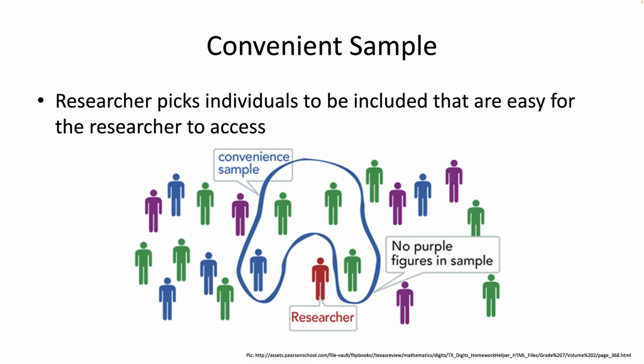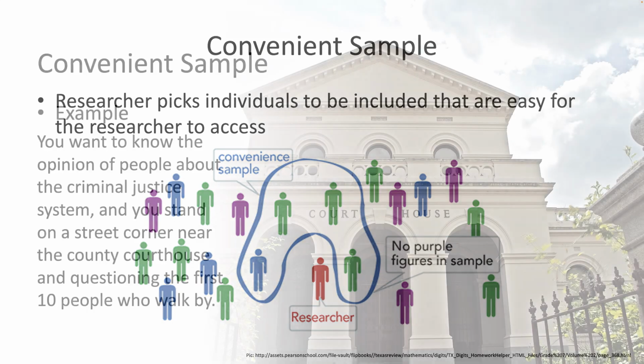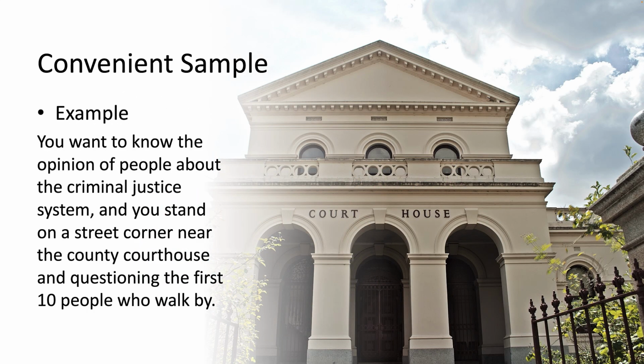And now let's take a look at what's known as the convenient sample. This is when researchers pick individuals to be included that are easy for the researcher to access. For an example, let's say you want to know the opinion of people about the criminal justice system, and you stand on a street corner near the county courthouse and question the first 10 people who walk by. Since you're standing out front of the courthouse, most of the people walking by are probably affiliated with the courthouse and the judicial system in some fashion. So you may not get a representative view of the entire population.